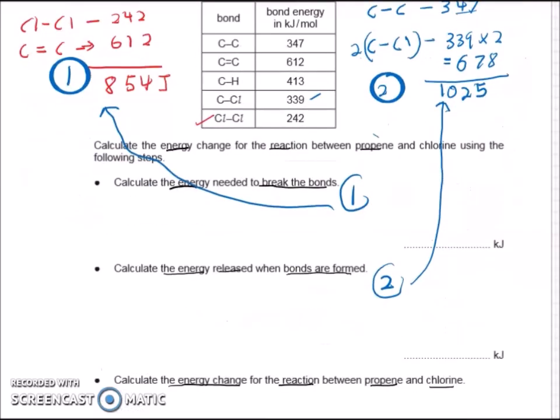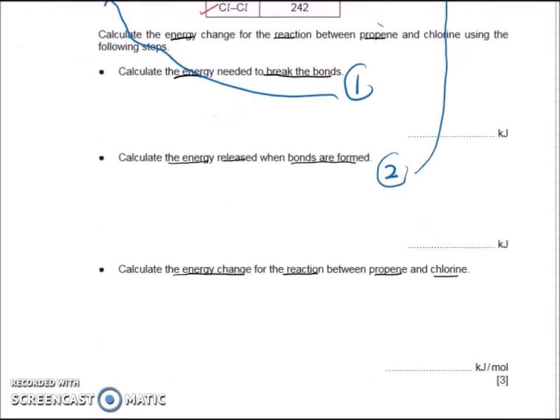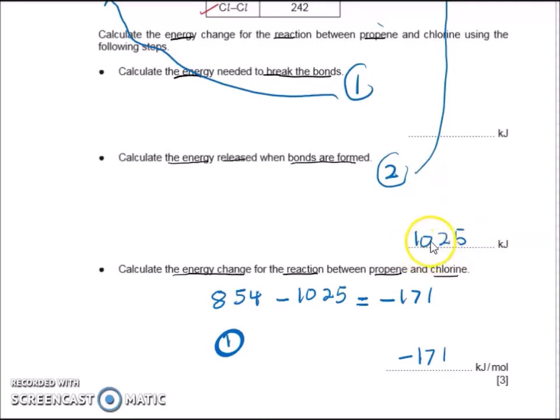The last one, they are asking to calculate the energy change for the reaction between both of them. So the energy is 854 from the first calculation that we have made. This is the bonds that are broken, and we minus the bonds that are formed, 1025 joule. So the answer here will be negative 171, which is exothermic. Here we just write down the answer, 1025 kilojoule, not joule, and then here's 854. Okay, so you are getting 3 marks there.